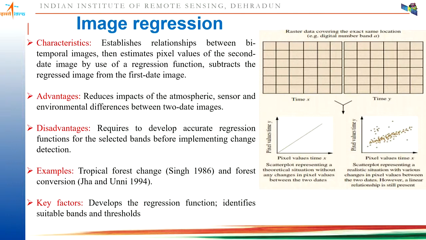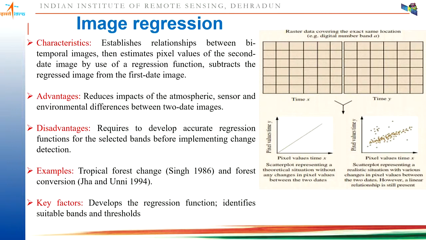Now, it doesn't take a simple image to image subtraction. Instead, it takes the first image and the second image. Based on certain sample pixels, it will find out the relationship between the first date image and the second date image, how the relationship is happening, how many pixels are changing.